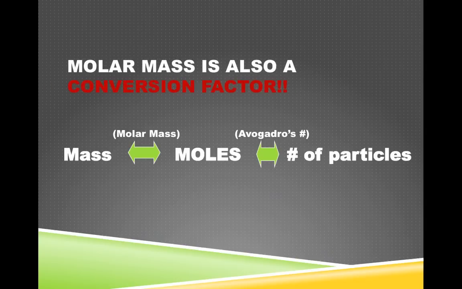And now, molar mass is also a conversion factor. So now we have two, Avogadro's number and molar mass. Molar mass is going to take us from mass to moles. So if I know how many grams I have, molar mass can tell me how many moles I have. And then once I know moles, Avogadro's number can tell me how many particles I have. Okay? So here's some example questions with that.